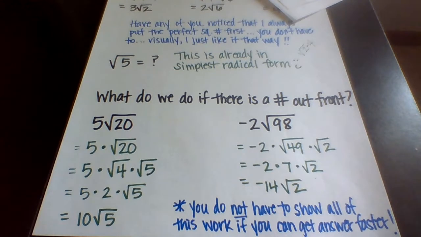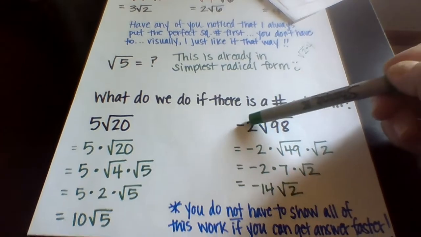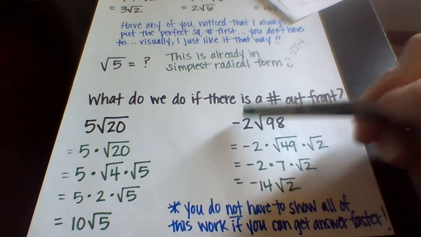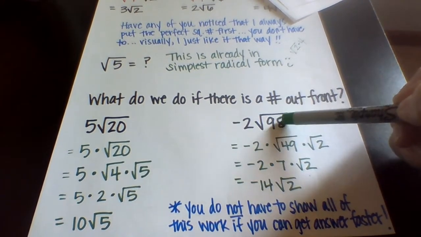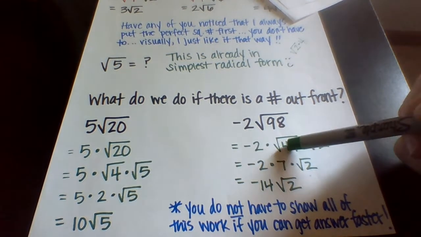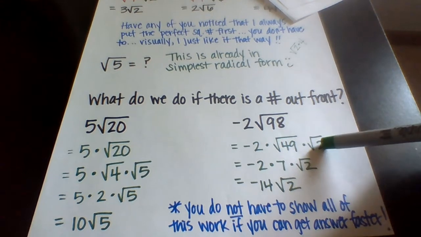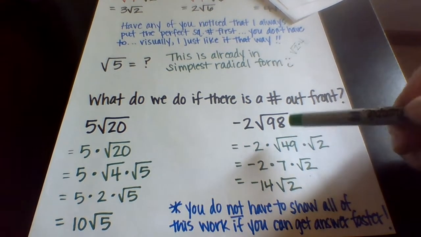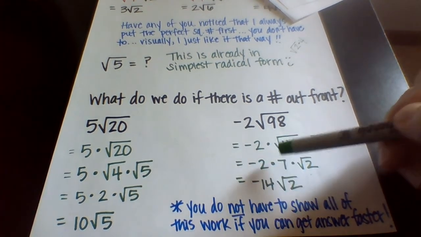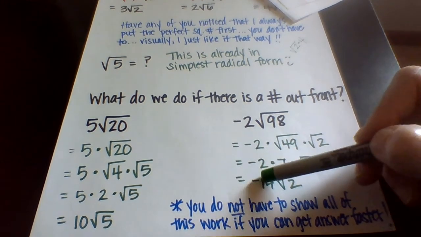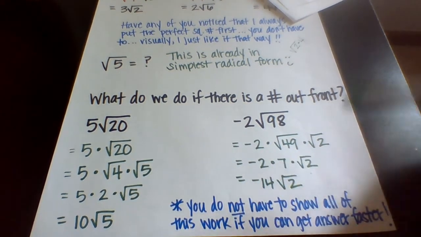Okay, and it doesn't matter over here if the number out front is negative. That's irrelevant. It's just a negative number and you multiply by a negative number. So the largest square root that goes into 98 is 49. So 49 and 2 are the two radicals I break it up into. The square root of 49 is 7. So 7 gets multiplied by negative 2. And the final answer is negative 14 the square root of 2.